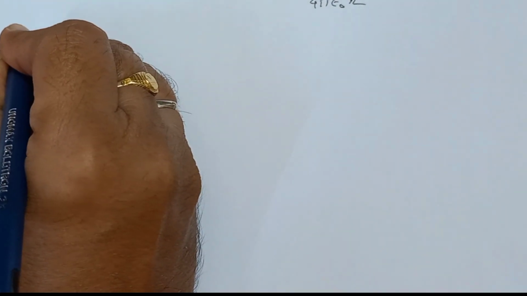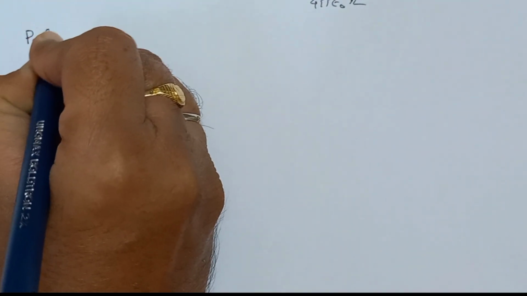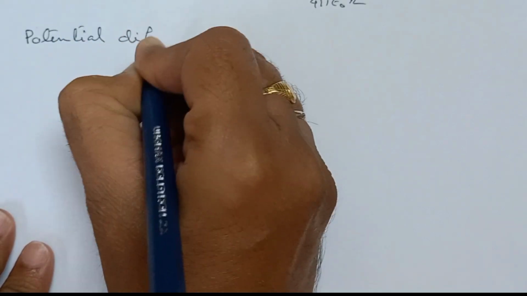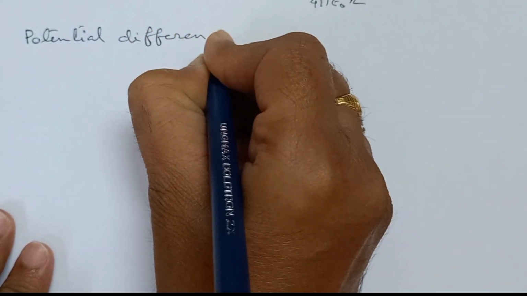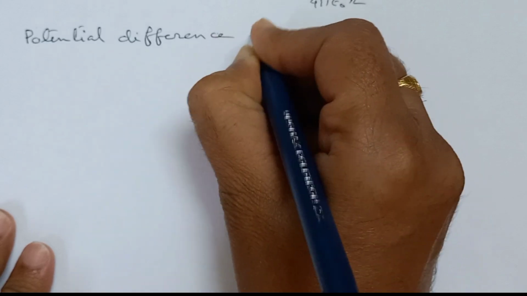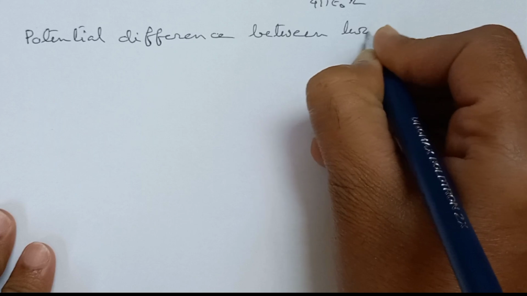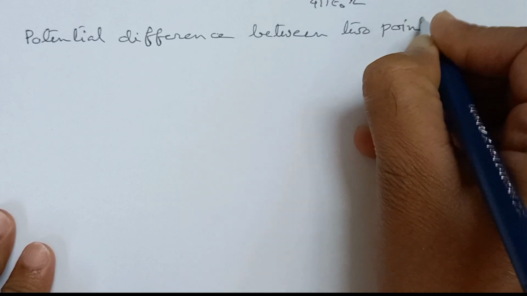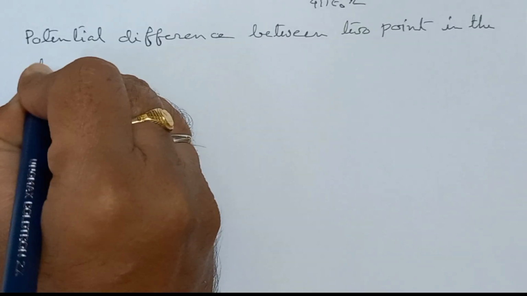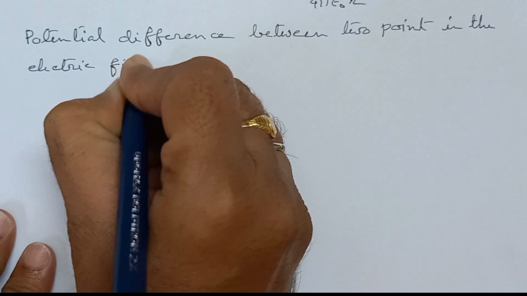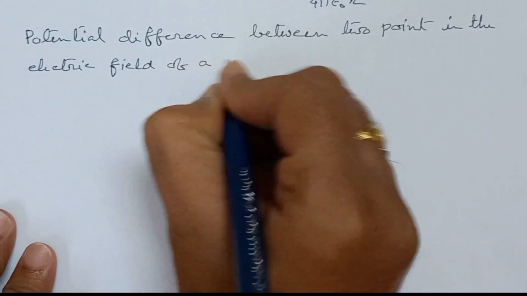Now, let us calculate the potential difference between 2 points in the electric field of a point charge.